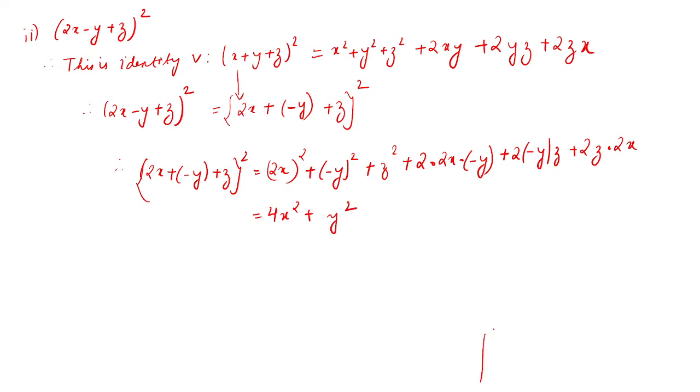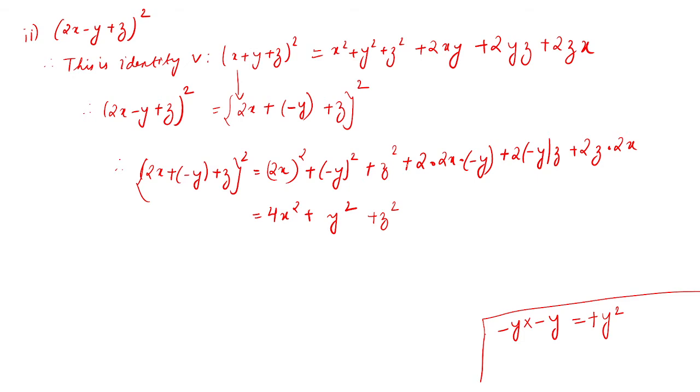Clear? You see, I'll write here in this rough work. What is the meaning of minus y the whole thing square? It is minus y into minus y, right? Now look at this. Minus into minus becomes plus. Y into y becomes y square. That is why I'm getting plus y square. Okay, the minus goes away. Plus z square.